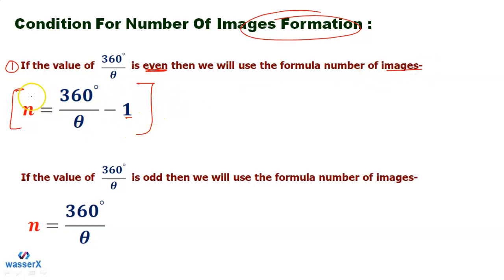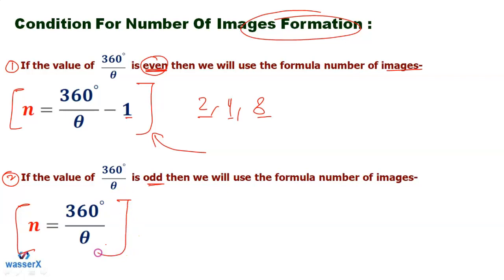So we use this formula, students, when the result after dividing 360 degrees by theta is an even number, let's say 2, 4, 6, 8, any even number. But what is the second condition? Suppose we are not getting an even number. In that case, suppose 360 degrees upon theta is an odd number. Then we do not use this formula directly; we simply find the number of images, which is n = 360 degrees upon theta itself. This will give you the number of images.